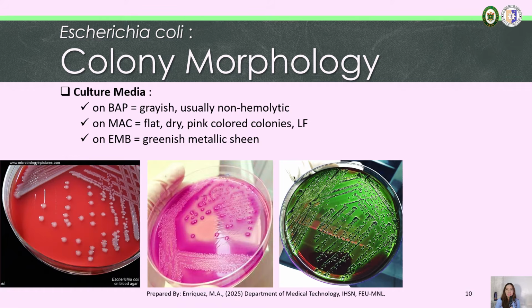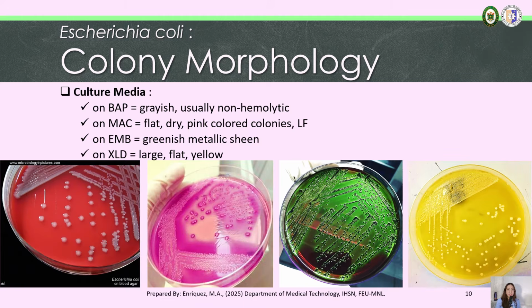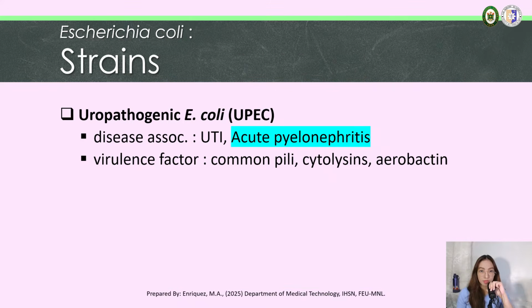Alright? Next is XLD or the xylose lysine deoxycholate agar na madidiscuss din po natin mamaya. So E. coli will produce large, flat, yellow colonies, as you can see right here on this fourth picture. Let us now discuss the different pathogenic strains of E. coli. First up is the uropathogenic E. coli or UPEC. This is the most common cause of urinary tract infections in humans.